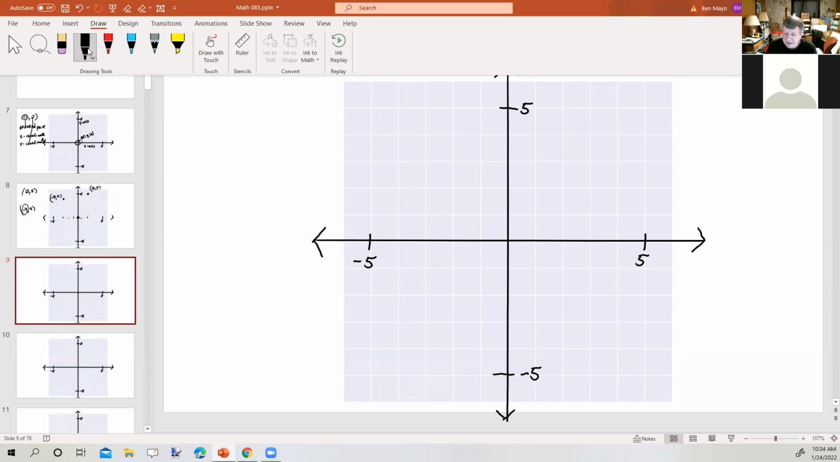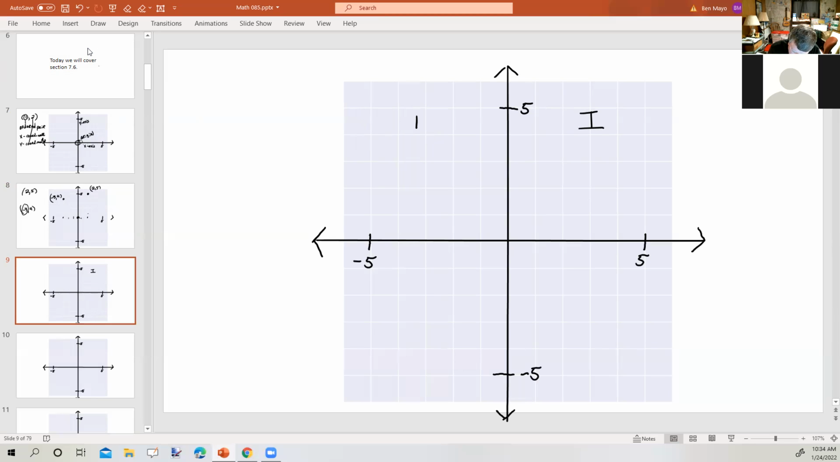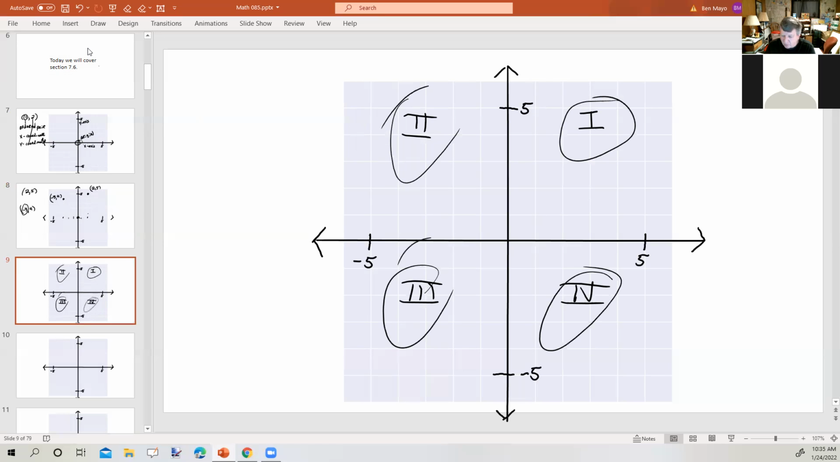This rectangular coordinate system is divided into 4 quadrants. They are labeled using Roman numerals and in a counterclockwise fashion. So this is quadrant 1, quadrant 2, quadrant 3, quadrant 4.